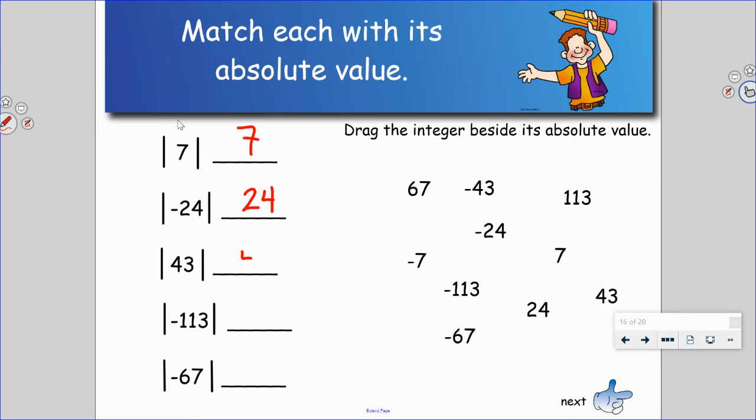How far is 43 from 0? Well, it's 43 steps away. How far is -113? +113. And -67 is 67 steps away from 0. It's not about opposites.